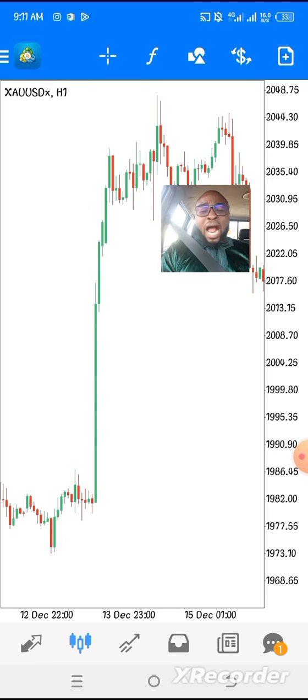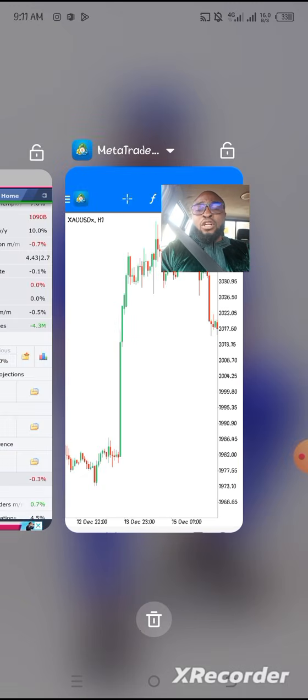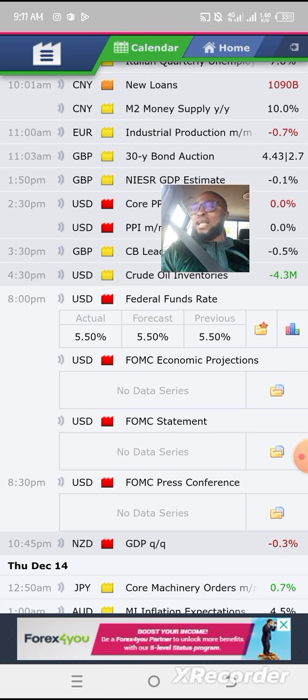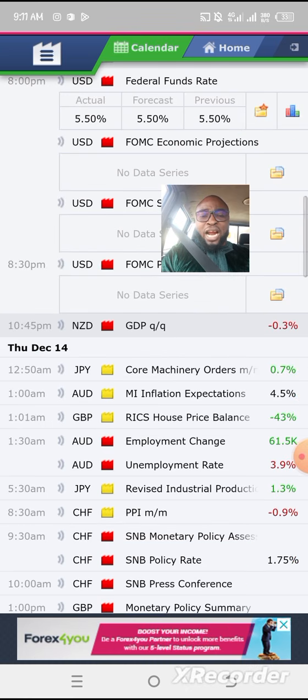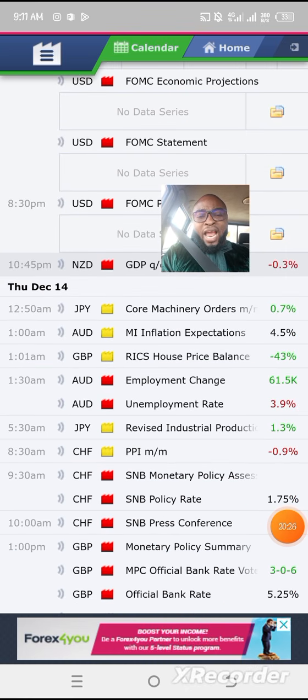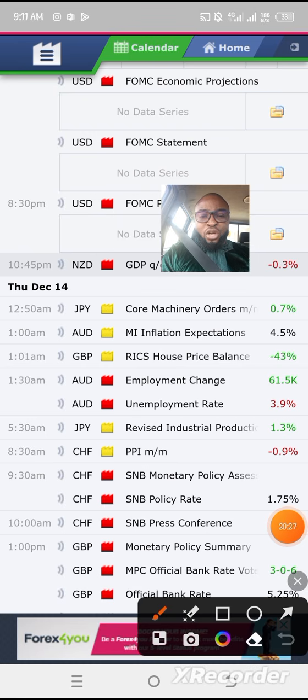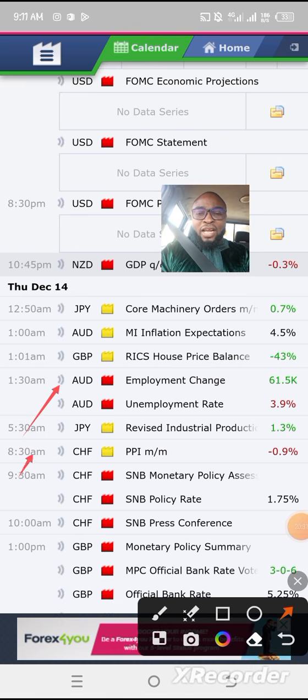So now I'm telling you, don't joke with fundamental analysis. It is powerful. Okay, it is powerful. Now I'll be showing you another news result that moves the market. Here is another news result. Look at this one. This is AUD US dollar. AUD news. Any pair that contains AUD, this news will affect them.